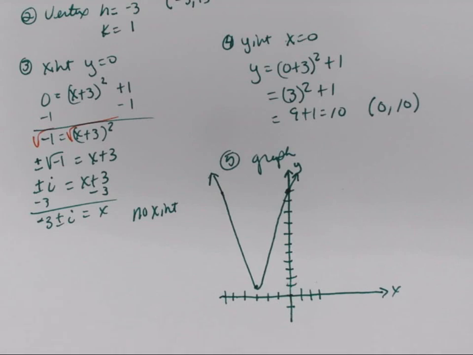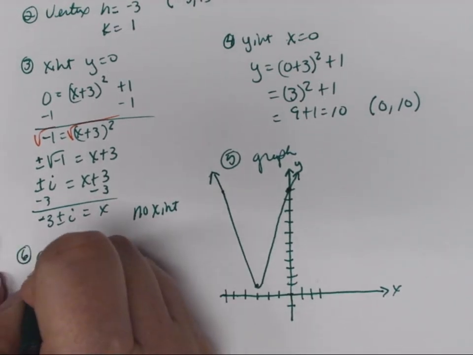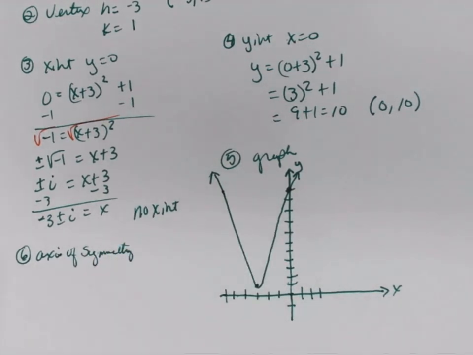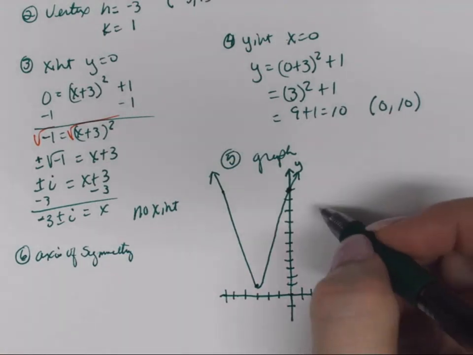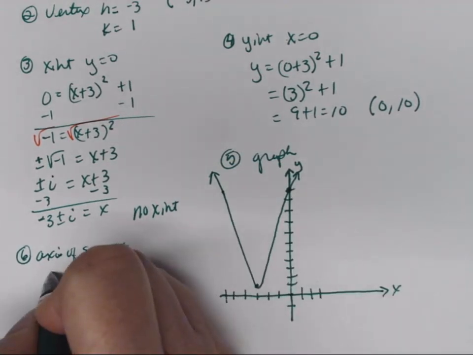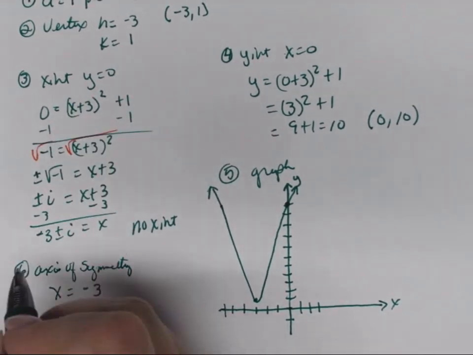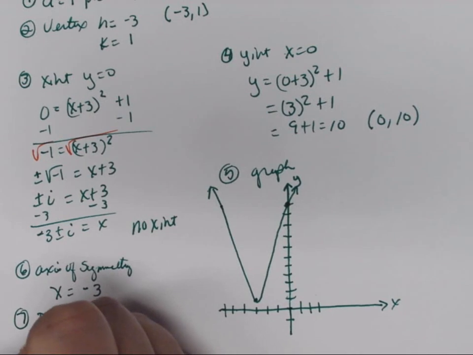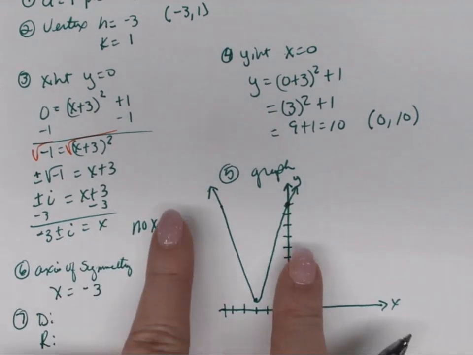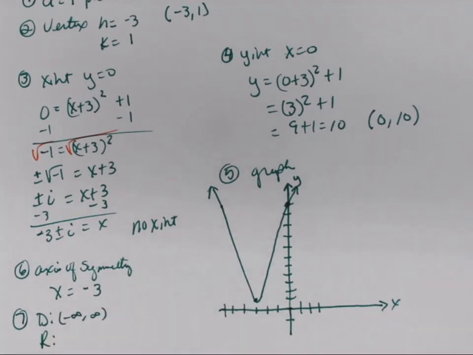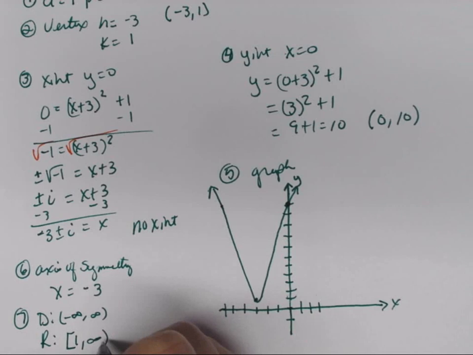So that's our graph. Now we need to find part 6, which is the axis of symmetry. The axis of symmetry is going to be at the vertex again. So x is equal to negative 3 because our vertex was (-3, 1). For 7, we're looking for the domain and the range. Domain, again, our parabola is going on and on, so it's going to be negative infinity to infinity. And the range will start from the bottom. It starts at 1 and goes all the way to infinity, so it will be bracket 1 to infinity.